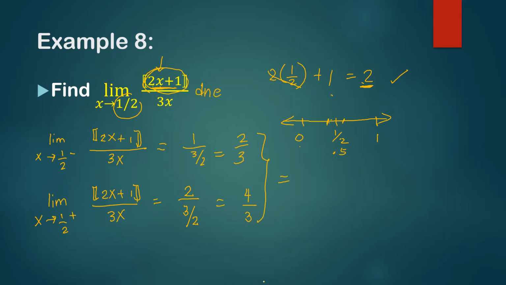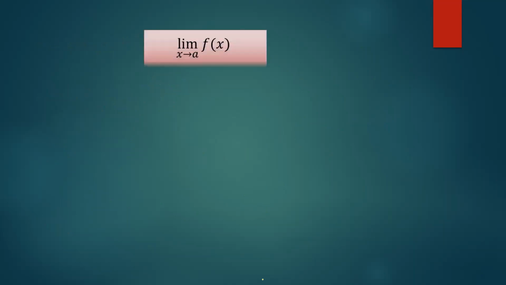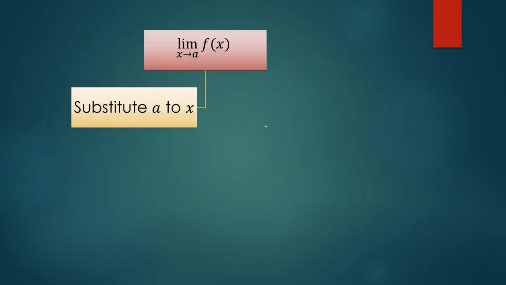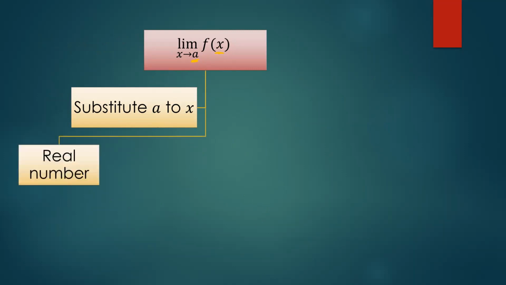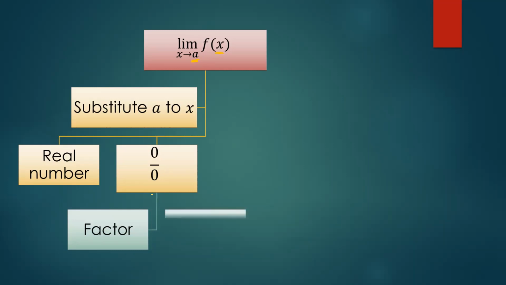Okay. So, let's have our summary. Ito, so far, meron tayong limit of f of x as x approaches a. Our first procedure is to substitute a, this value, to our variable x. Yan, so pwedeng mag-iba yung variable, pero basta gano'n, no, sinasubstitute natin yung value na nandito dun sa variable. Tapos, if we get a real number, we stop. If we get 0 over 0, which is indeterminate, our two options will be to factor or to rationalize.